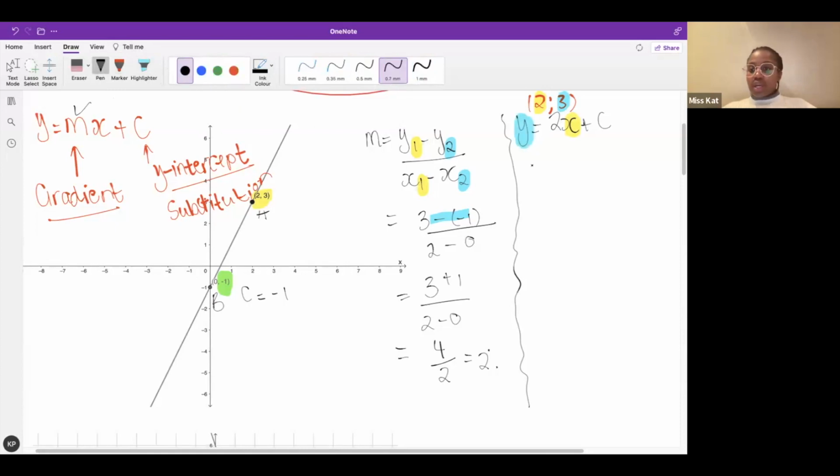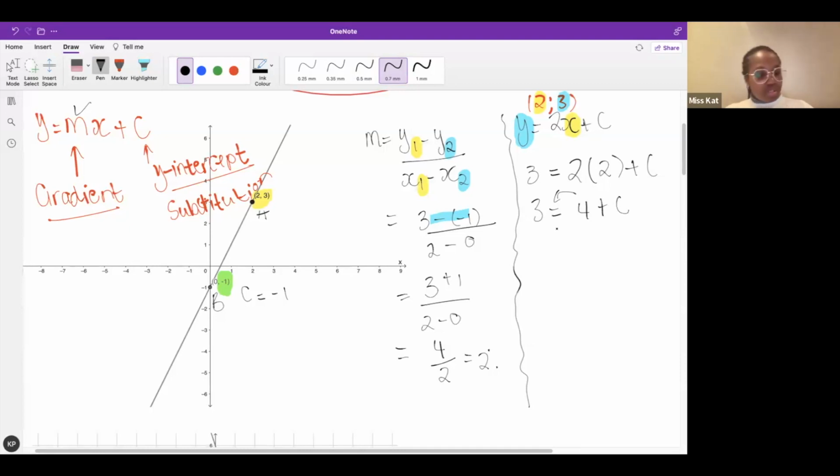So then you're going to have 3 is equal to 2 times 2 plus c. What's 2 times 2, guys? There we go. 4 plus c. When it goes over, this 4 becomes... Why am I getting a different answer? Wait.